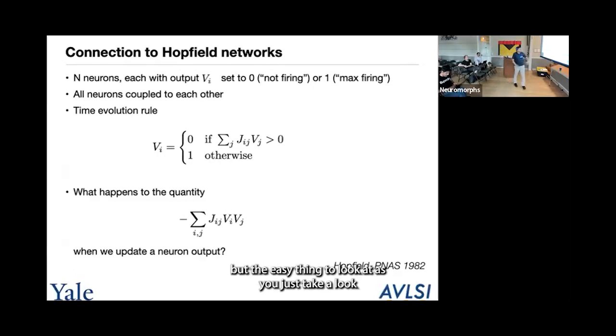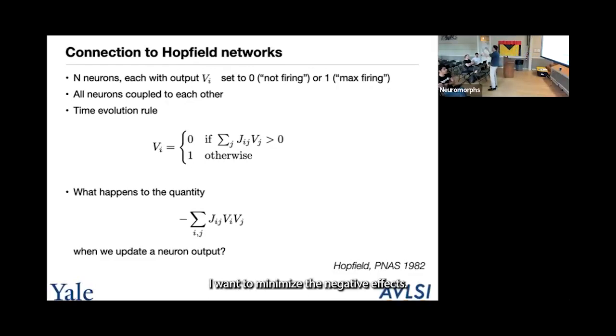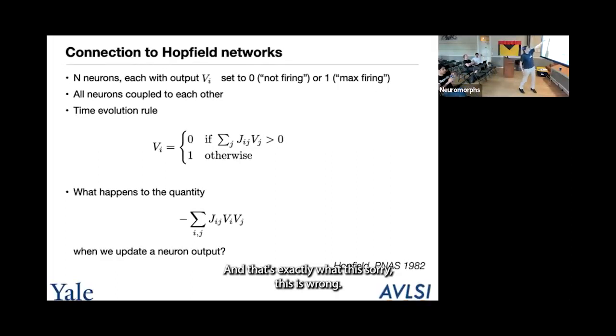But the easy thing to look at is what happens to this quantity if you apply an update rule like this. Let's ignore this for a second and look at the sign of the term that happens when I ignore Vi. Now, if that quantity were positive, I want that term in my summation if I want to minimize the negative of that. Make sense? And if the sign was the opposite, I want to kill that term to minimize the summation. And that's exactly what this is. Sorry, this is wrong. There should be a 1 at the top and a 0 at the bottom.